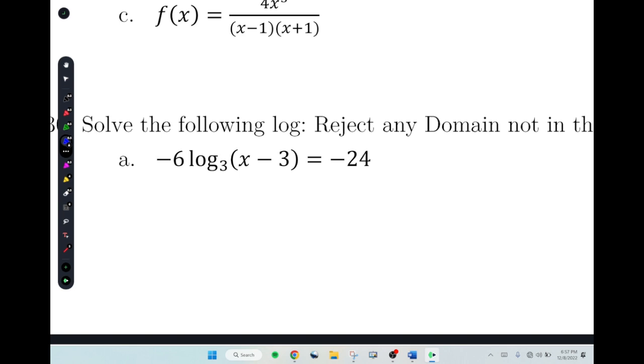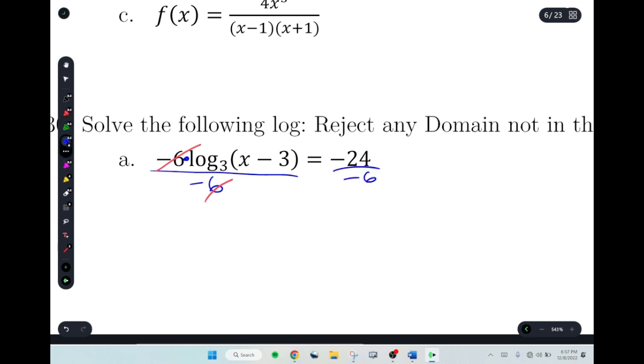Divide by what? Because this is technically just a times sign, right? And the opposite of times is dividing. What you do to one side, you got to do to the other. And look at that. Holy smokes. Log 3 of x minus 3 equals 4. That's nice.